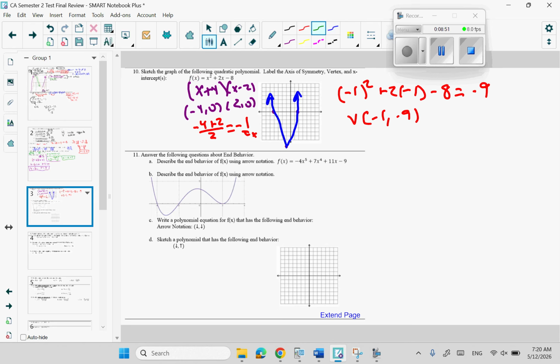And then my axis of symmetry would be the vertical plane right through it. So that'd be x equals negative 1 for my axis of symmetry.